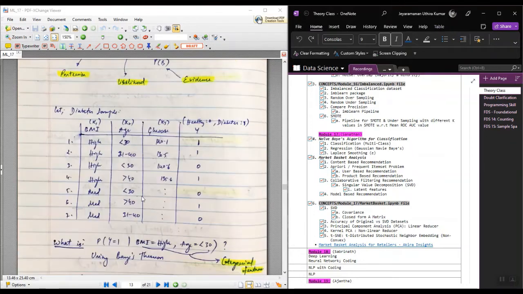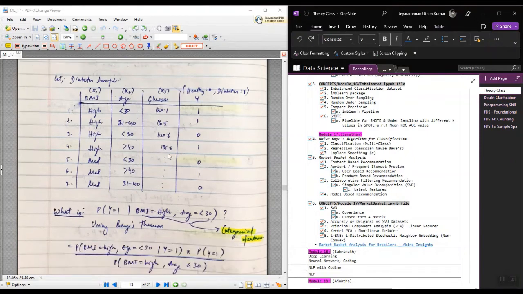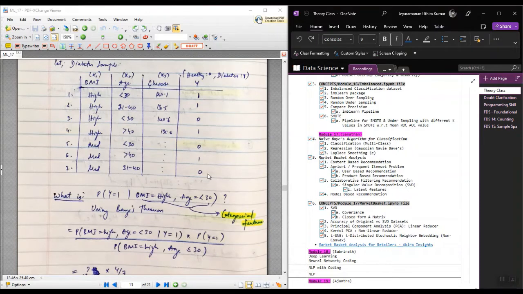So let's say a dataset is given like this: BMI, age, glucose, and Y is nothing but whether the patient is healthy or has diabetes. BMI is high or medium, age is less than 30, between 31 to 40, or greater than 40, and glucose level is 120.1, something like that. So the question is, what is the probability that the patient has diabetes given that the BMI is high and the age is less than or equal to 30?